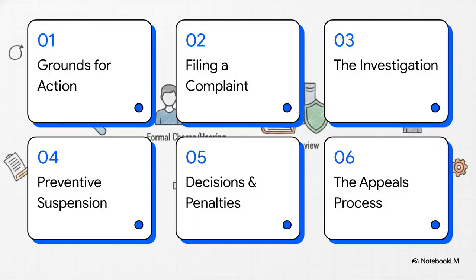Here is our chronological roadmap for today. 1. Grounds for disciplinary action. 2. Filing an administrative complaint. 3. The investigation process. 4. Preventive suspension explained. 5. Decisions and penalties. And finally, 6. The appeals process.